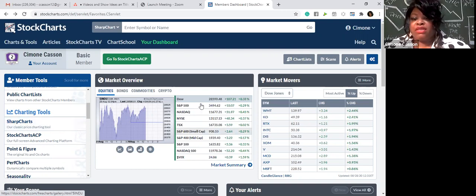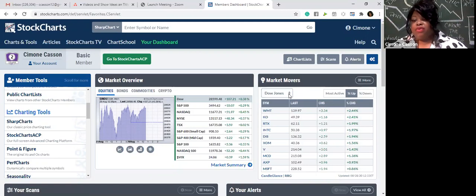It'll list what's going on today, the Dow Jones, the S&P, NASDAQ. Dow Jones and S&P, of course, we know those are indexes. Why do we use indexes? Because they're benchmarks. NASDAQ, New York Stock Exchange, Toronto Stock Exchange, S&P 600, S&P 400, S&P 100. As it says, those are small cap, mid cap, and what have you. Those are totally based on the market capitalization, how big the valuation of the company is, right?